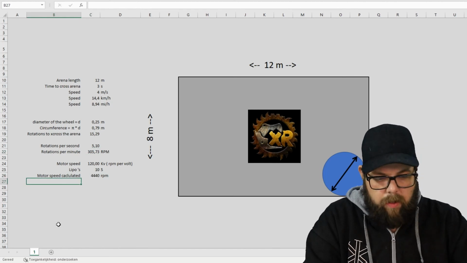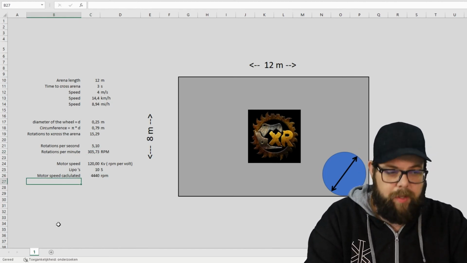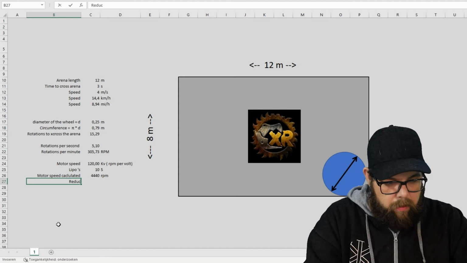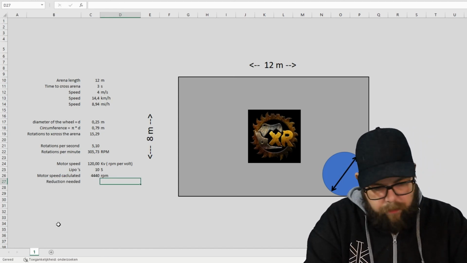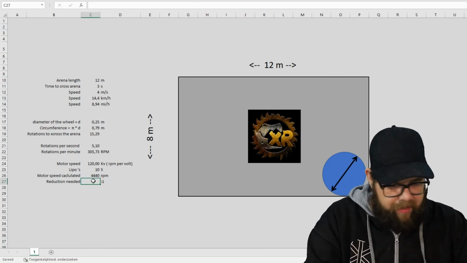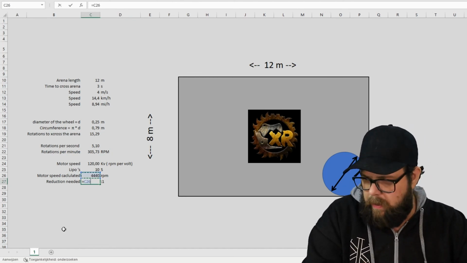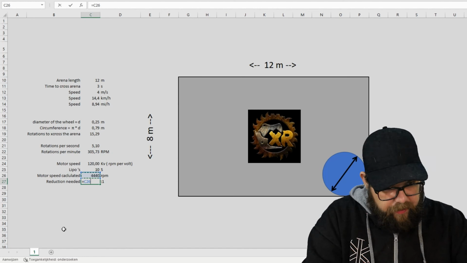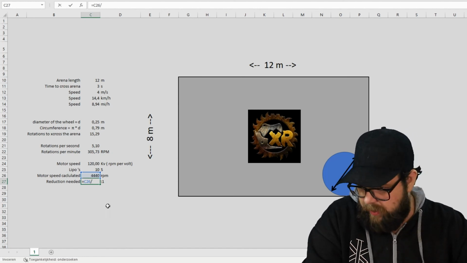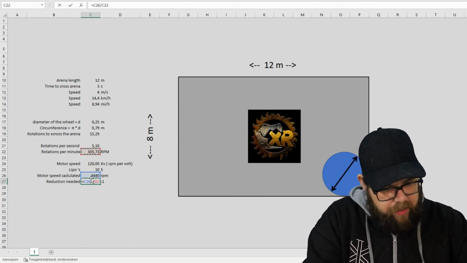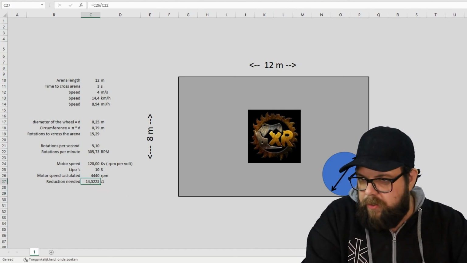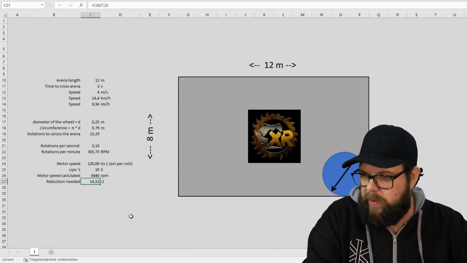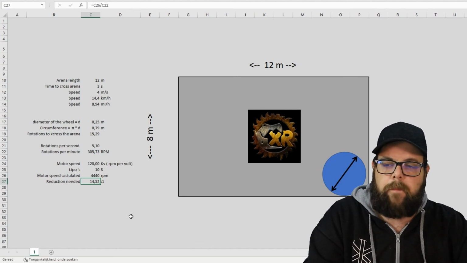So now we know we need a reduction. Every robot has a reduction. Reduction needed. We take the total motor speed and we divide it by the rotations per minute. And we found out we need a gear reduction of about 14.5 to 1. That's it.